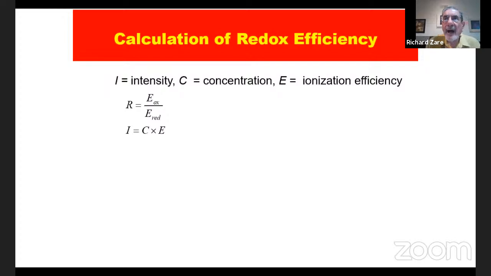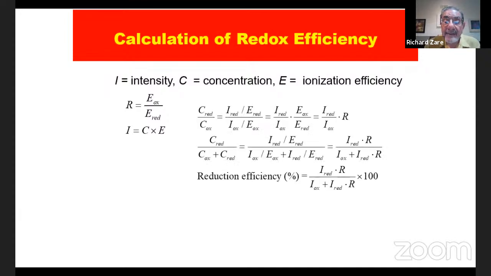I don't know how you feel, but when I go to lectures and people do math for me, I need to later study the math. I can't do it sitting and hearing people talk about it, but just know what I've done. I'm looking at the ionization efficiency, the concentration, the intensity. And obviously it is the concentration times the ionization efficiency. I've done all this and I've gotten the reduction percentage from this.